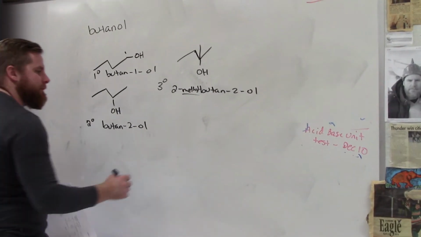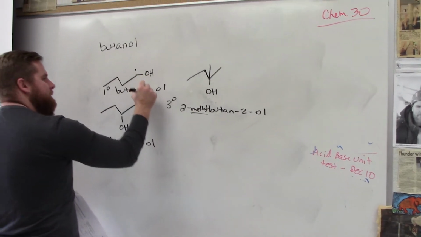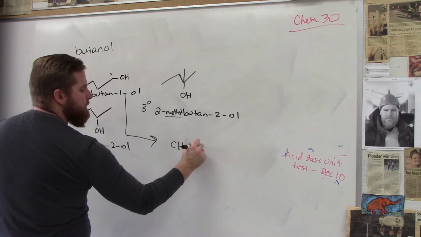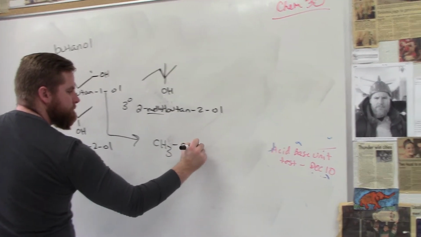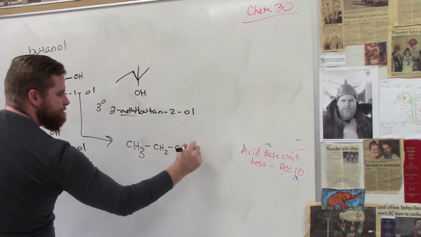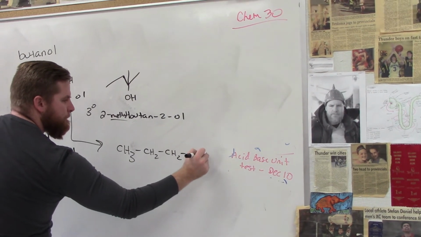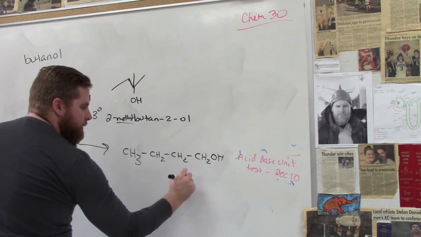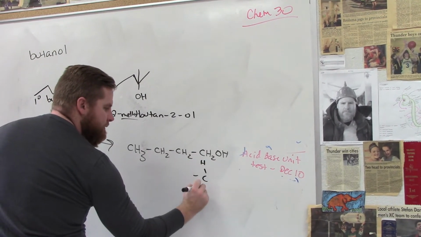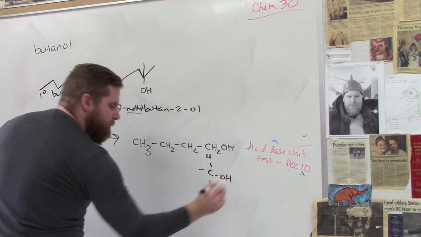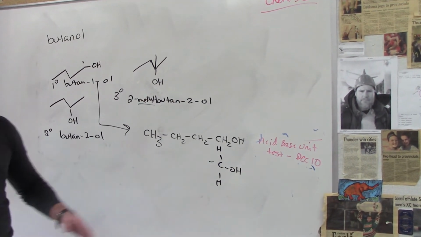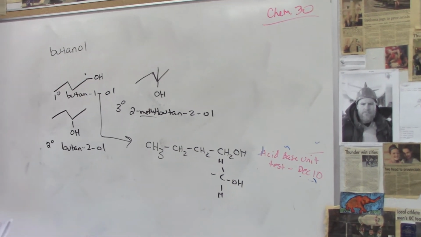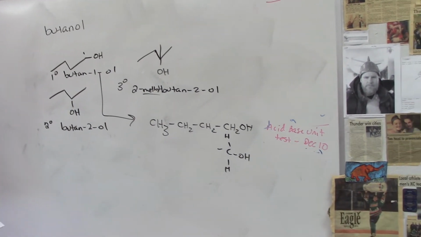If I were to represent this, let's say I take this one and represent it as a condensed structural diagram, it would look like this. Or if I wanted to, I could represent the C like this. And make that a complete structural diagram and show all the hydrogens. But this is how I would represent that.